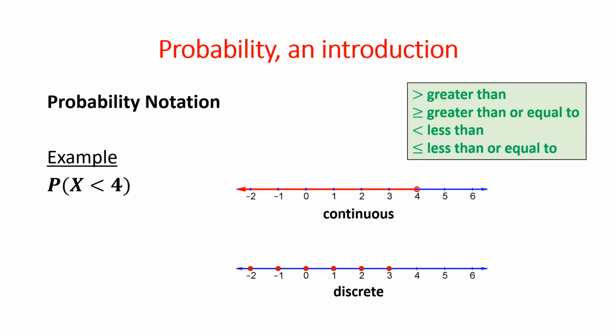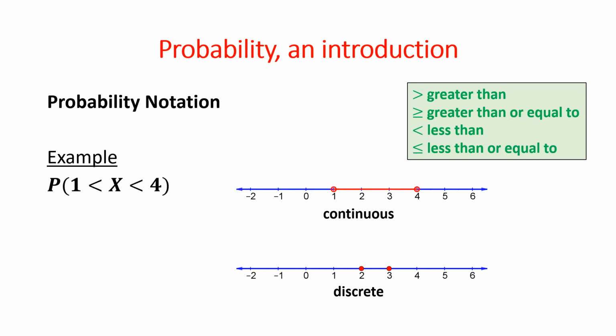When we say probability of x is less than 4, for continuous we have an open circle and any number less than 4, and for discrete we have whole numbers less than 4, so that's 3, 2, 1, 0 and so on. But when we say less than or equal to 4, we close up the circle for continuous data and any number less, and we have any whole number that is 4 and less for discrete.